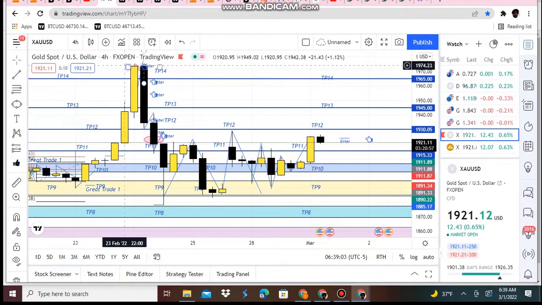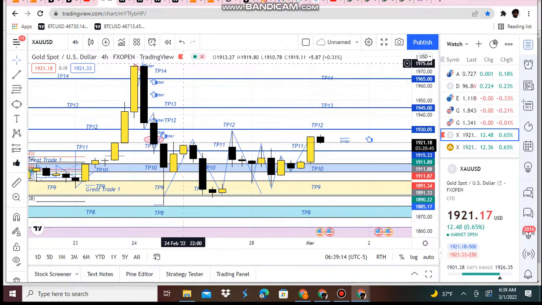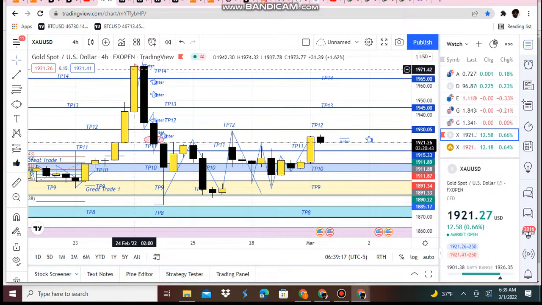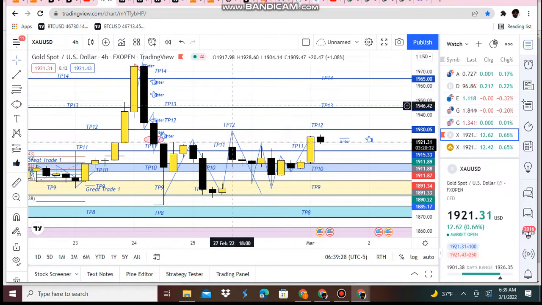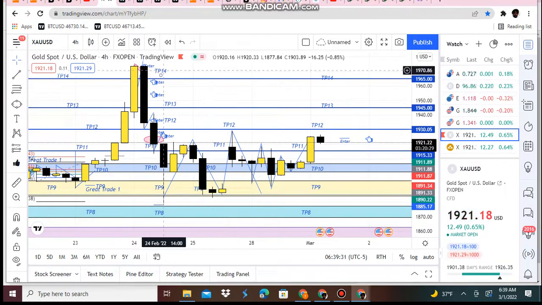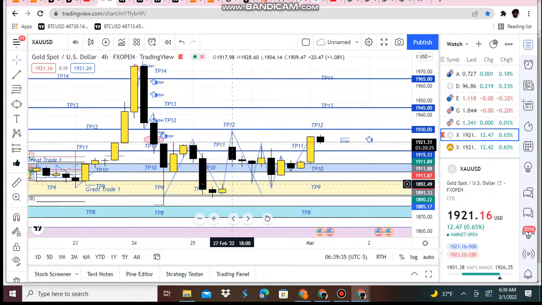Price went all the way up here last week. You can see on the 4 hour price went all the way up to 1974, and this is a high that price went to, take profit 14. The highest point price has been at this year so far was last month, when Russia bombed Ukraine, February 24th, 2022. Last week we saw gold go all the way up to take profit 14, and then it shot all the way back down, reversing from take profit 14 all the way back down to take profit 9.